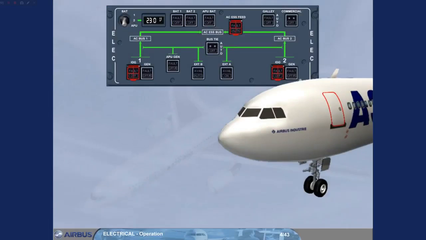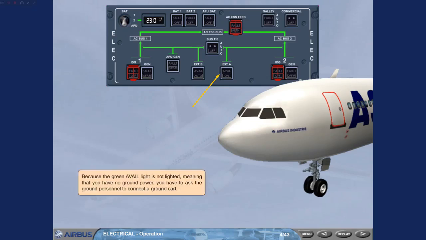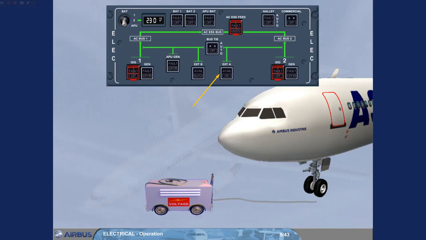Because the green avail light is not lighted, meaning that you have no ground power, you have to ask the ground personnel to connect a ground cart. The ground cart is now connected. The green avail light has appeared, which means external power is plugged in. Its voltage and frequency are normal, and it is ready for use.